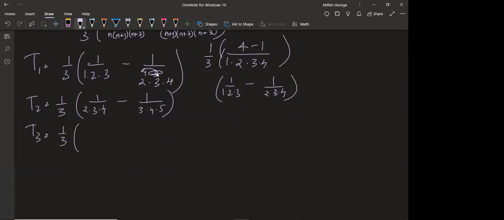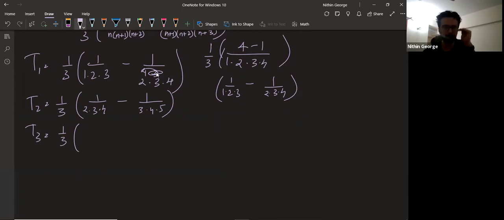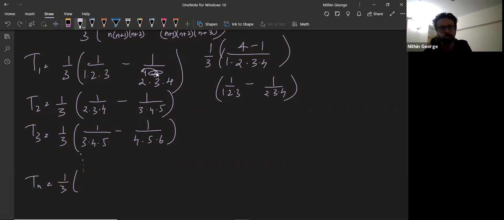Yes, sir. Okay, write them one under the other directly. So T3 will be 3, 4, 5 minus 1 by 4, 5, 6, and so on till the Tnth term. We already have that 1 by 3 into 1 by n plus 1, n plus 2, minus 1 by n plus 1, n plus 2, n plus 3. Okay, we have this much.